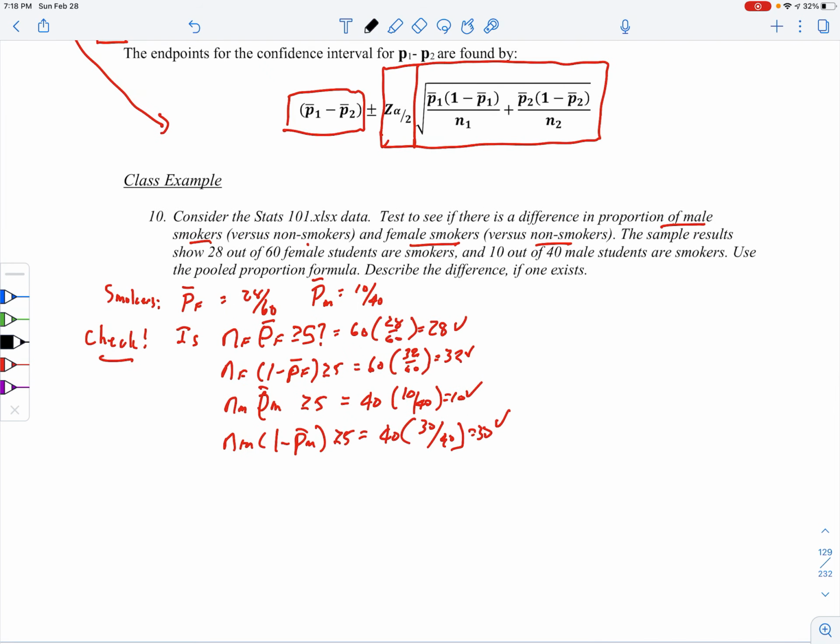So let's take a look at what this thing looks like then. So we would have H0, that the P, not the P bars. Remember, the P bars are the sample proportions, and we're testing the population. So the proportion, and this is of smokers, right? So remember, the P stands for smokers. The proportion of smokers for males is equal to the proportion of smokers for the females, against the alternative that they are not equal.